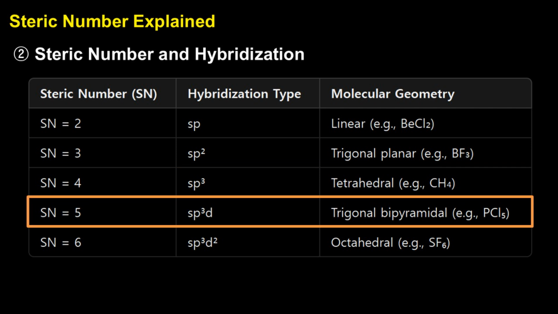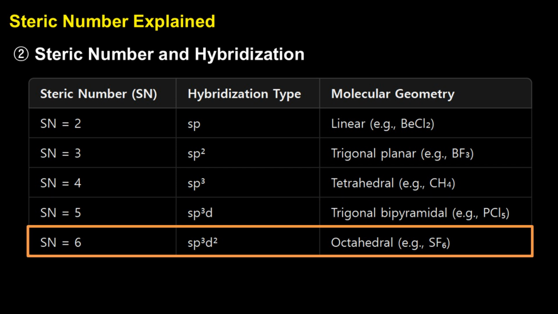If the steric number is 5, we're looking at sp3d hybridization. That gives us a trigonal bipyramidal shape, like PCl5, phosphorus pentachloride. And finally, with a steric number of 6, we get sp3d2 hybridization, which leads to an octahedral geometry. SF6, sulfur hexafluoride, is a great example of that.